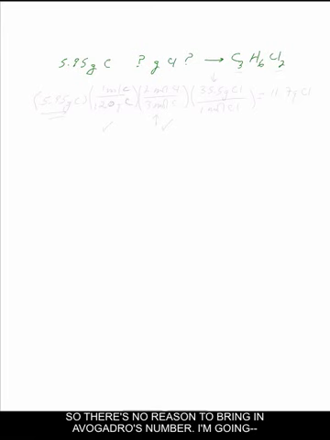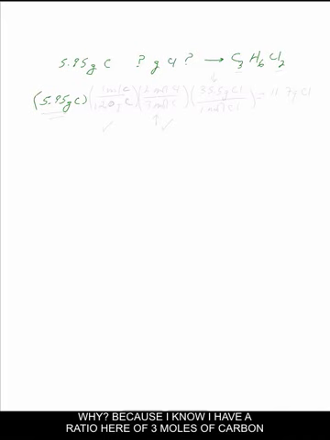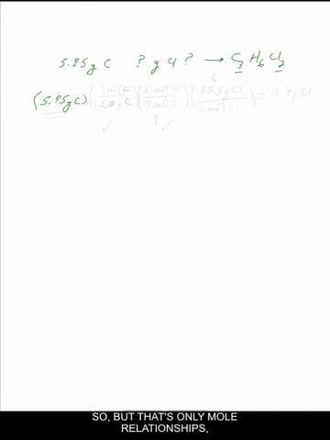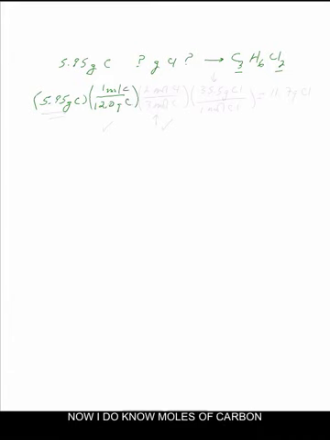I'm going to always start with my given, 5.95 grams of carbon. And the first thing I want to do is ask how many moles of that. Why? Because I know I have a ratio here of 3 moles of carbon to 2 moles of chlorine that is in my formula. But that's only a mole relationship. That's not a gram relationship. So I write 1 mole of carbon is 12.0 grams of carbon, which I take from the periodic chart. Now I do know moles of carbon.